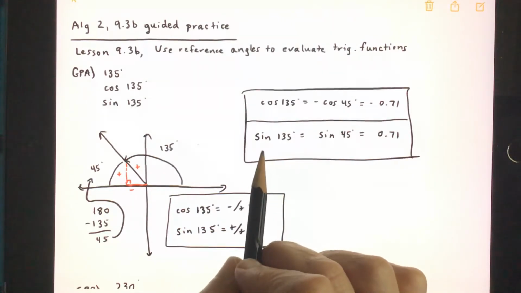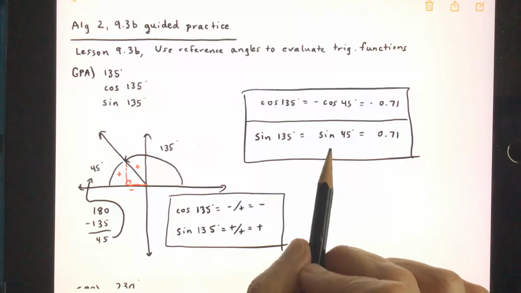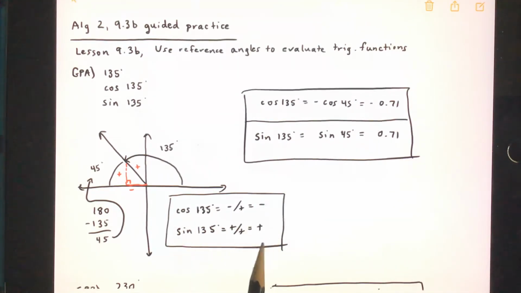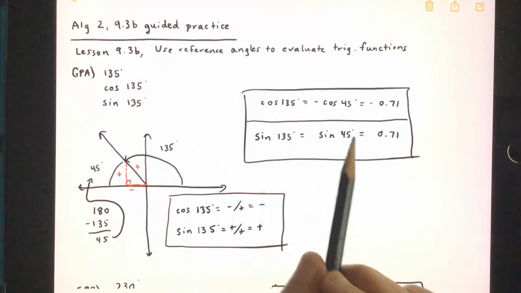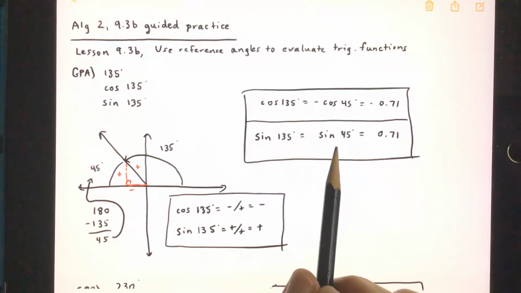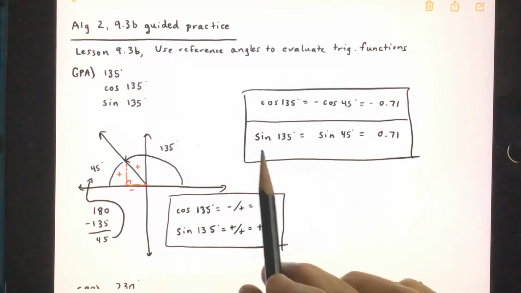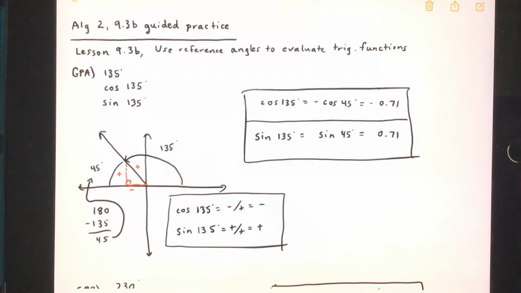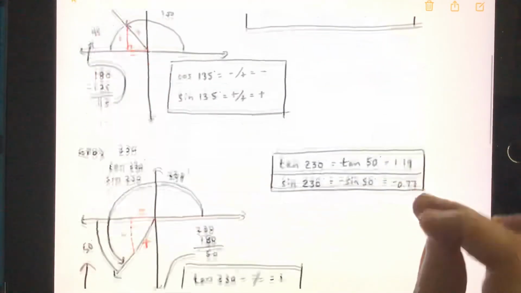Sine of 135 degrees then will be equal to sine of 45 degrees. This time we won't have a negative here because the sine of 135 degrees will be positive. Y over r, positive over positive. So that reference angle, sine of 45 degrees, will give us exactly the same value as sine of 135 degrees. That'll give us 0.71. Okay, let's try another one.